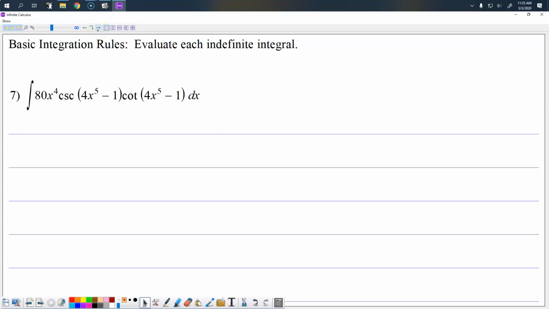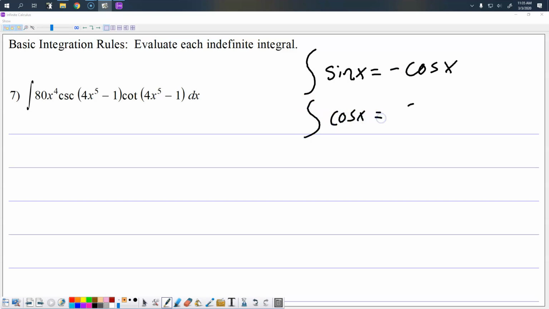So now we're going to look at our trigonometric integration. So just to review with you guys a little bit here, the integral of sine is cosine. Actually, I believe it's negative cosine. And the integral of cosine is sine.